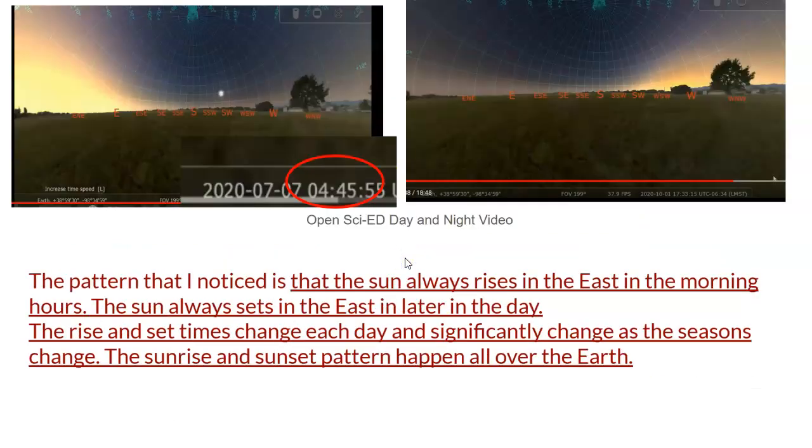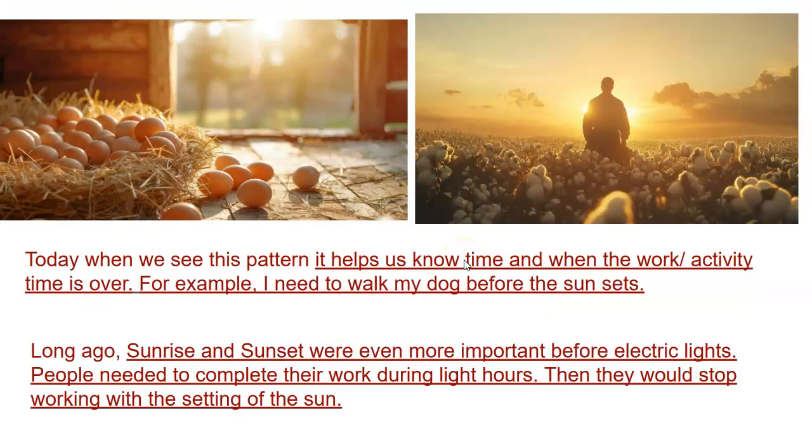The pattern that I noticed is that the sun always rises in the east in the morning and always sets in the west later in the day. The rise and set times change each day and significantly change as the seasons change. The sunrise and sunset pattern happens all over the Earth. Again, kind of reinforcing what I said in my diagram.